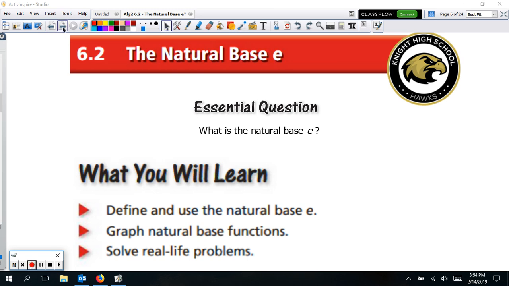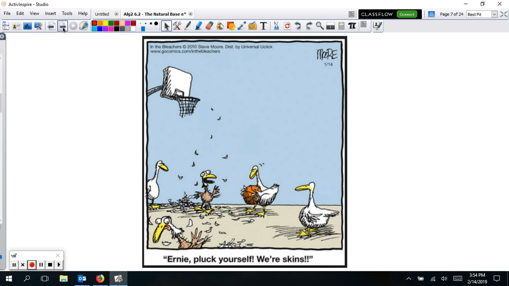But first, let's look at a little cartoon. This is an In the Bleachers cartoon by Steve Moore. It said, Ernie, pluck yourself. We're skins. As you see, the duck is plucking himself. If you know anything about pickup basketball, you'll probably find that funny.